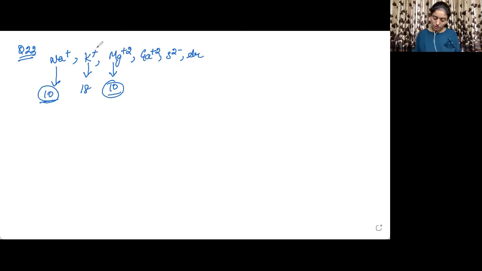Now for these, you need to find out whether all of them are isoelectronic, or two are isoelectronic in pairs, or all four are isoelectronic to each other. You need to find out and write in the comment section below. Whether they are all isoelectronic, or not all but isoelectronic in pairs, just like we have got this pair as the isoelectronic species.